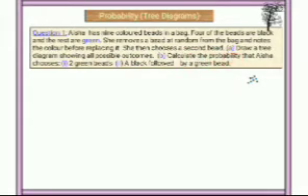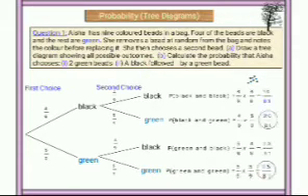Question now, draw a tree diagram to show all possible outcomes. Then calculate the probability that Aisha chooses 2 green beads, then a black followed by a green bead. Is that clear? So the first question is draw a tree diagram showing all possible outcomes. So to do that one now, let's see how the diagram will look like.